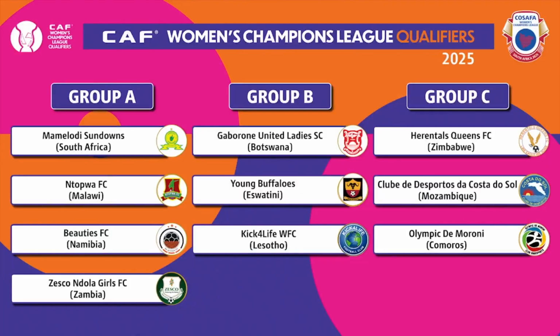Zesco Ndola Girls FC from Zambia. Zesco also make their debut at this year's edition of the competition, after Green Buffaloes had represented Zambia in the previous editions of this competition.